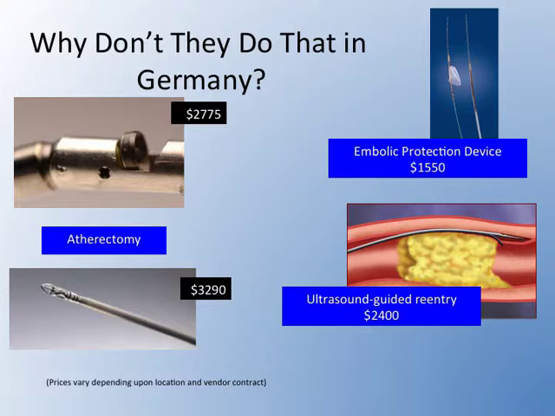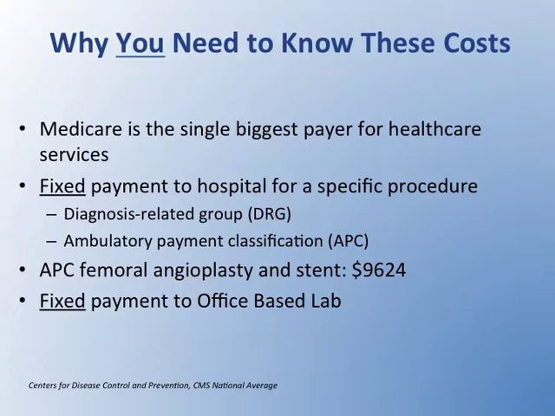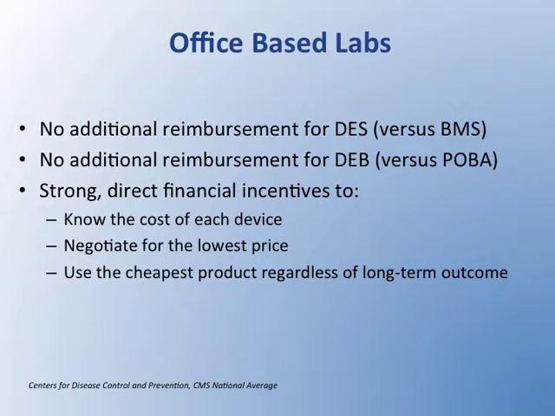Very often outside the US, we see devices aren't used that we use commonly, and often that has directly to do with cost. So if you look at some of the costs of the things that are involved with more complicated procedures, you can see that these costs are really substantial and sometimes prohibitive. So why is it important that those of us who care for patients know about these costs? Well, first of all, we have to understand that Medicare is the single biggest payer for healthcare services in the US, and they work under a fixed payment scheme, whether it's a DRG or an APC or for an office-based lab. They give a certain amount of money, and that's all the money that's going to be there.